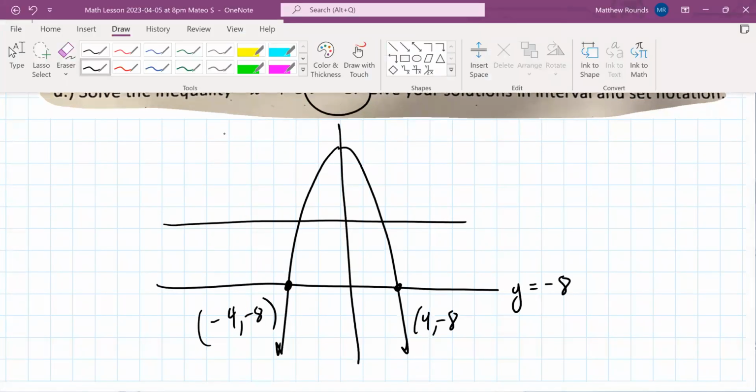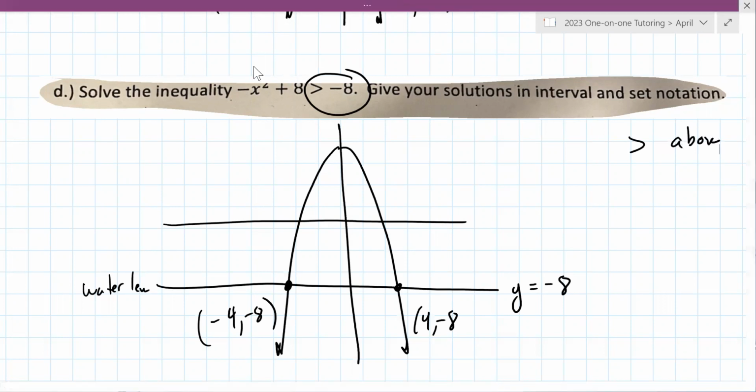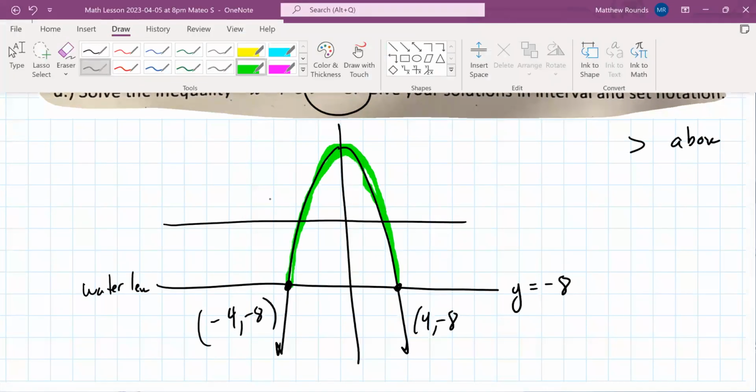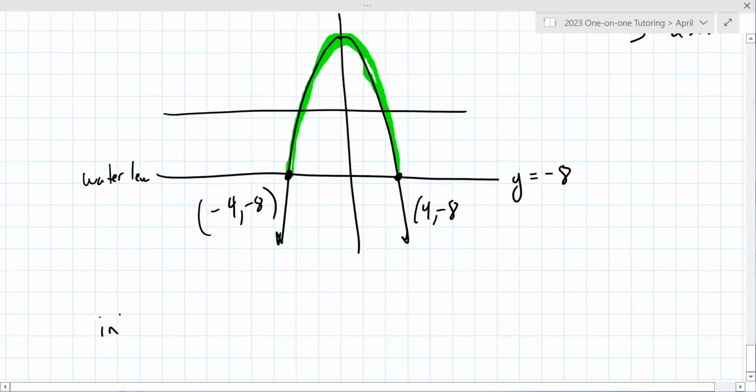So think of -8 as your water level. You want to know where it's greater? So that means anything above the second line. So that's right in here. So in interval notation, it's between which two x values? It's right in the middle, between -4 and +4.